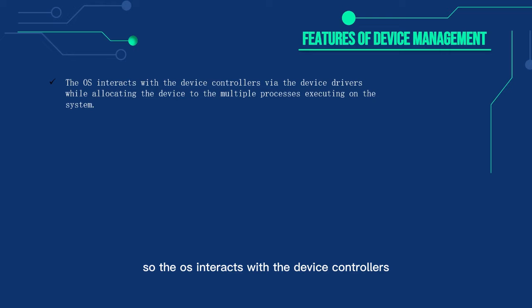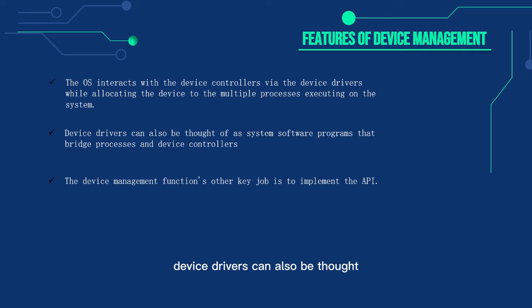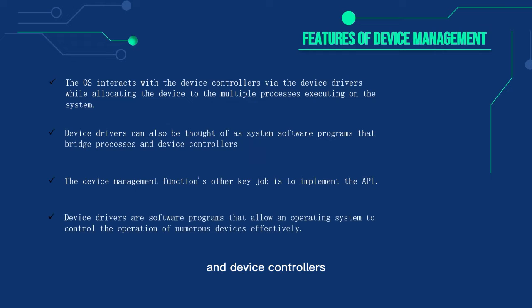So the OS interacts with the device controllers via the device drivers while allocating the device to multiple processes executing on the system. Device drivers can also be thought of as system software programs that bridge processes and device controllers.